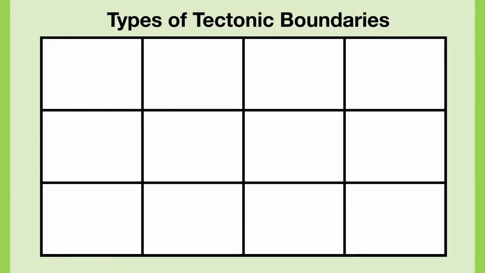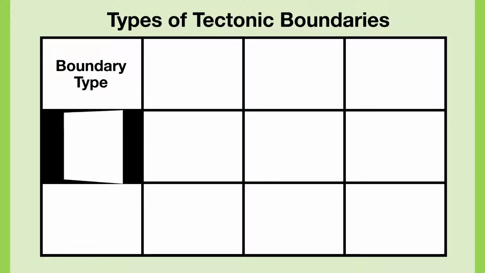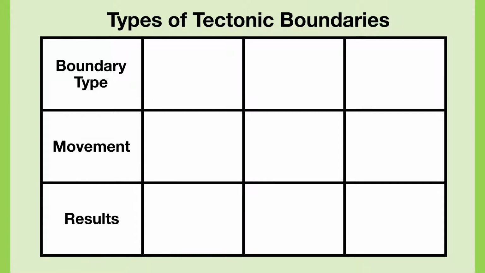In the left-hand column, write boundary type, movement, and results. Notice that I'll be talking about 3 kinds of boundaries, about how each boundary type is moving, and finally about the result of that movement.